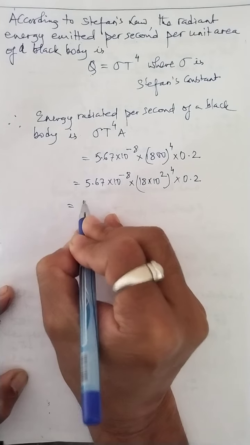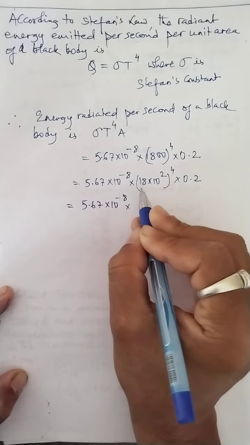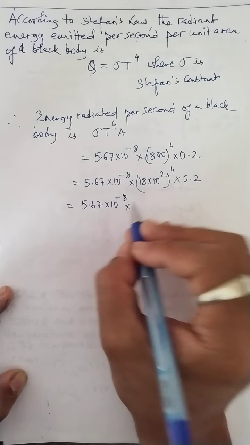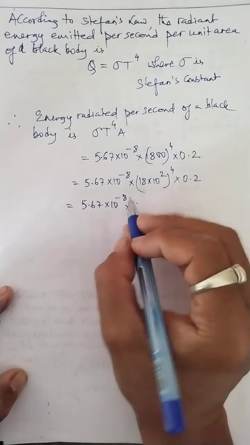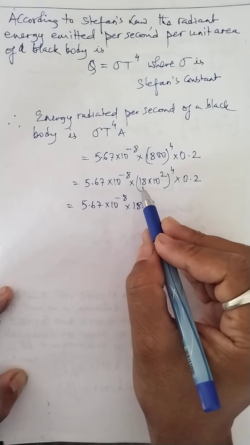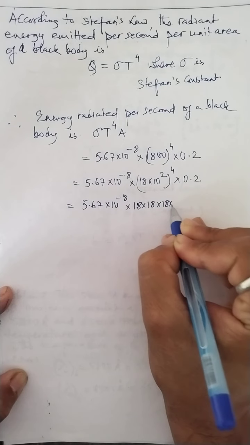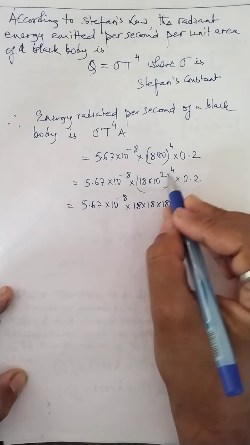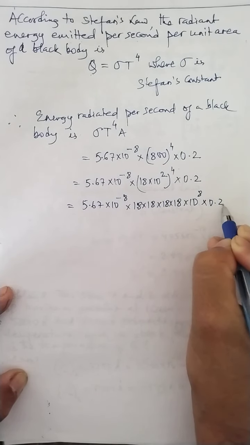So 5.67 into 10 to the power minus 8. Now we need to do 1800 to the power 4. Sorry, not square. 1800 to the 4 means 18 into 18 into 18 into 18 into 10 to the power 2 to the 4, which means 2 fours are 8, power is 8, into 0.2.